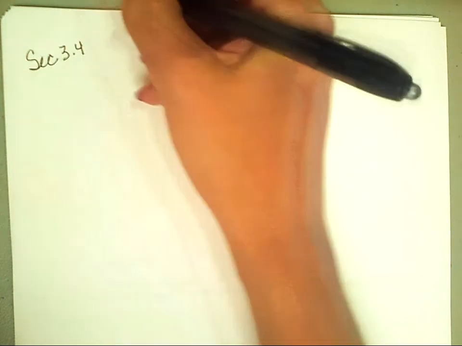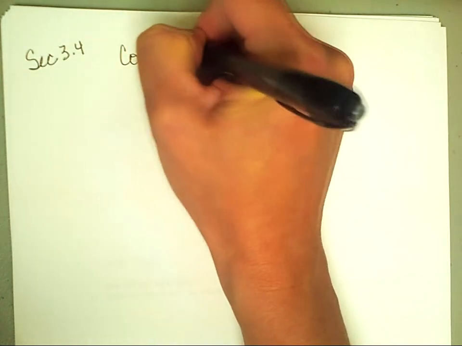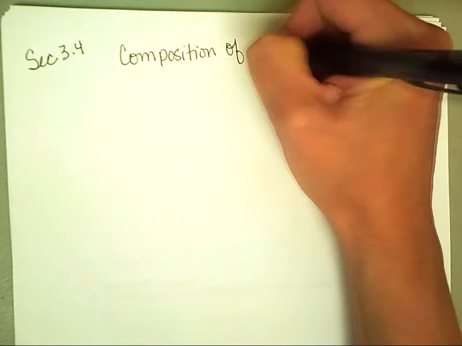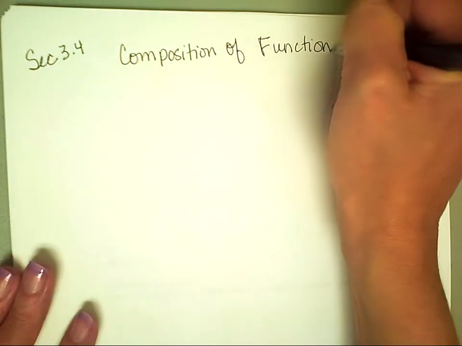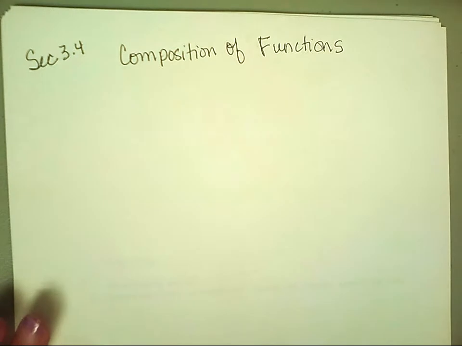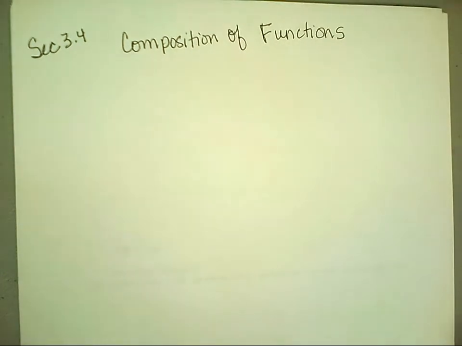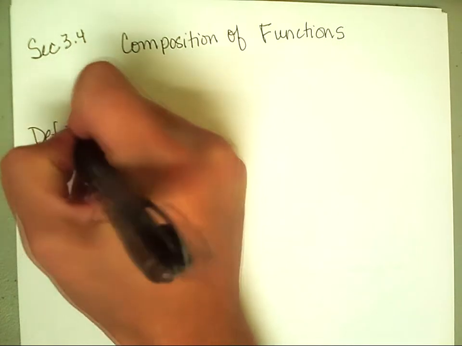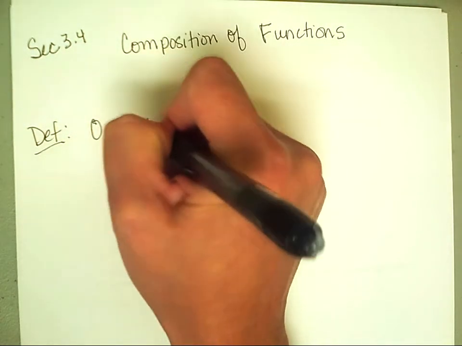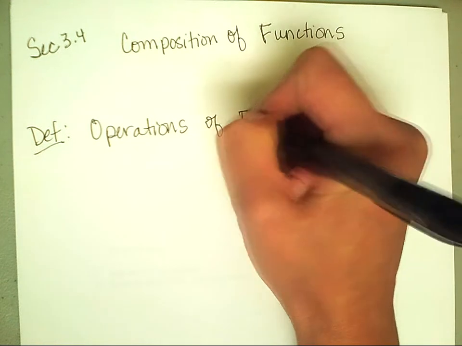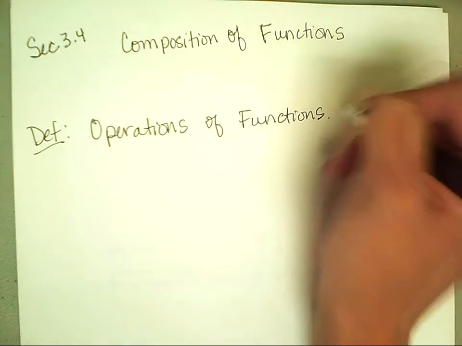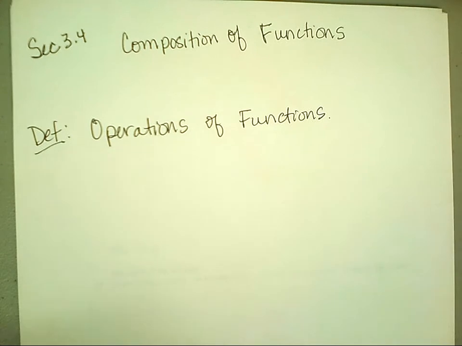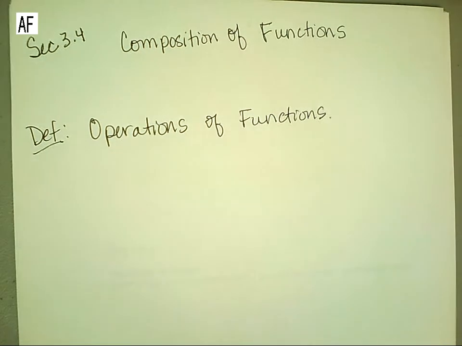Okay, today we talk about section 3.4. This is composition of functions. We're going to learn how to compose functions. But before we do that, we need to know about the operations of functions. And we've done this before. The operations are adding, subtracting, multiplying, and dividing. Okay, those are our main operations.